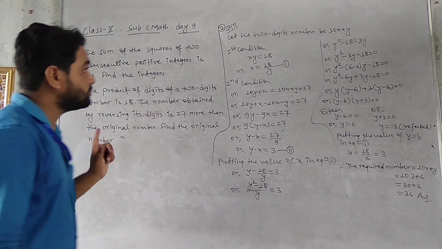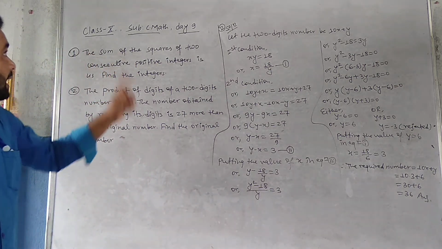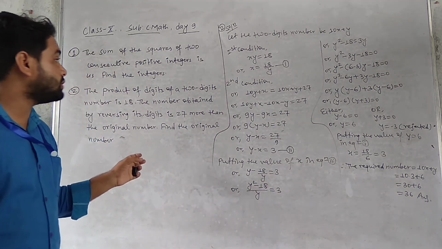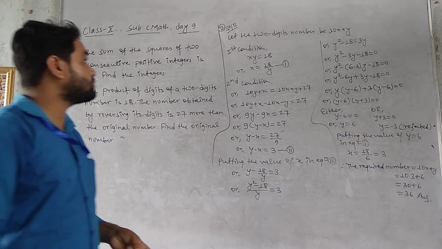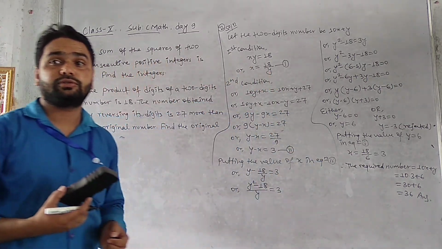But this is not the required answer. We have learned that the two digit number is 10x plus y. Therefore the required number equals 10x plus y, that means 10 into 3 plus 6, that is 30 plus 6, we get 36. This is the required answer. That is, the two digit number is 36.